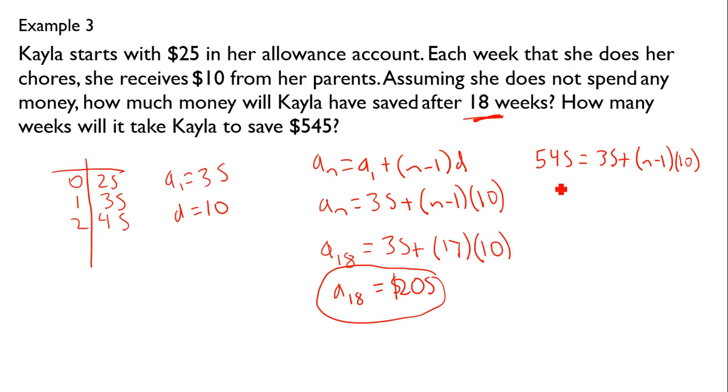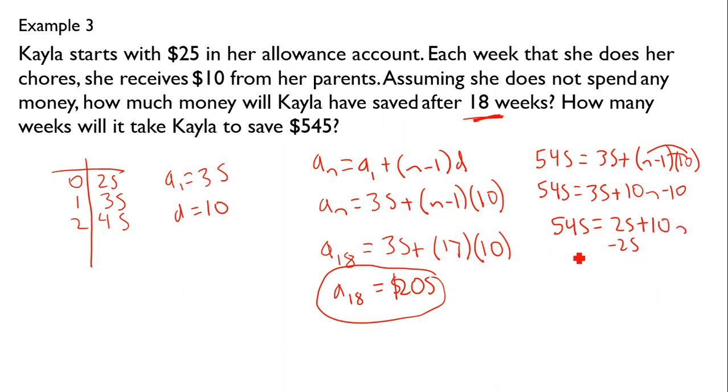Now I'm betting that most of y'all, because you love the distributive property, want to distribute, and I'll do that with you. That's cool with me. So 545 equals 35 plus, distributing this 10, 10n minus 10. Now, with that, I think we have some like terms that we could, not distribute, but combine. So let's do that. We have a 35, we have a negative 10. So I'm going to make that 545 equals 25 plus 10n.